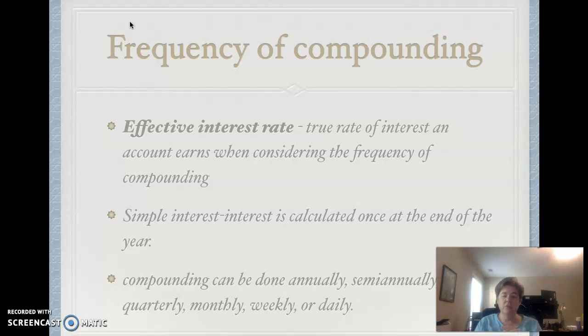So simple interest is calculated one time a year, where effective interest rate is what you end up getting at the end of the year because they compounded it more frequently than once a year. Compounding can be done annually, semi-annually, quarterly, monthly, weekly, even daily. If they could daily compound my interest, wow, I could really make some headway on savings. Those are rare accounts and they're harder to find.